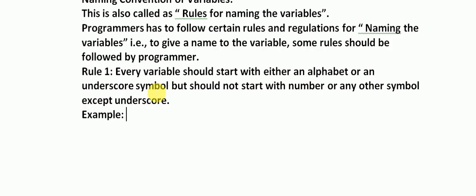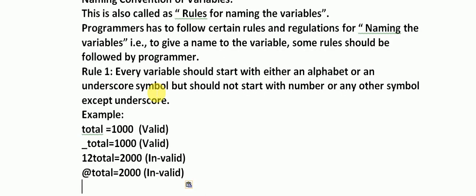For example, total equals 1000 is a valid use of a variable. Underscore total is also a valid variable, but 12total is not valid because the variable name starts with a number, and @total is also invalid because it starts with a special symbol. Let's take an example.